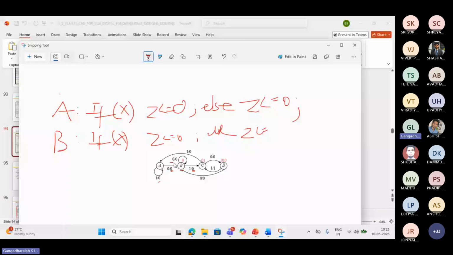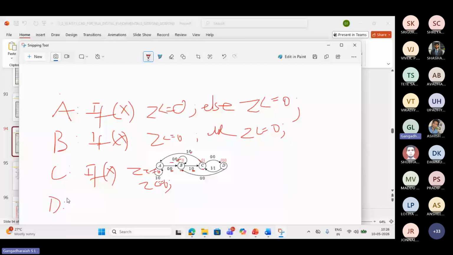Now with C, the same thing you will have to repeat. If X is 1, the output is 0. Else also it is 0, Z is 0. You can write that. The tool will optimize it, you don't worry about it. Or if you want, you can optimize manually on your own before you code it.